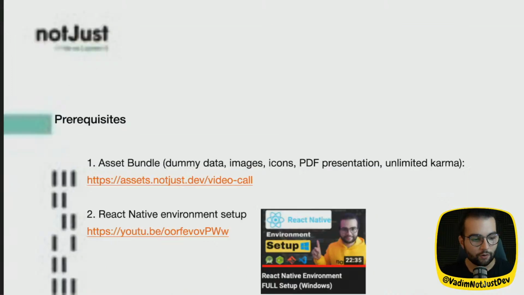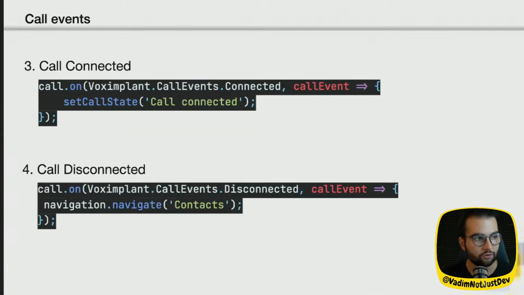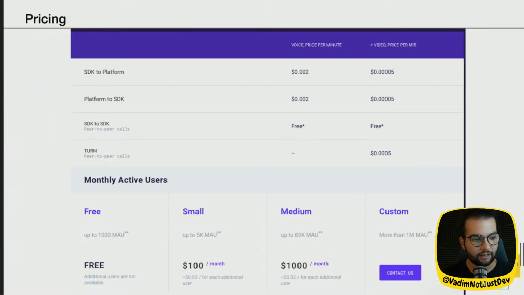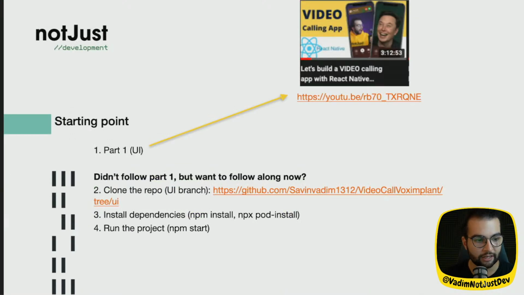All right, so what would you need to follow along with this tutorial? First of all, you're gonna need the asset bundle, which you can get at the link assets.notjust.dev/videocall. And there, for this video, the most important part you're gonna have is this presentation, where I included a lot of source code like this. So you're gonna be able to follow along, and in some places it's gonna save you some time.